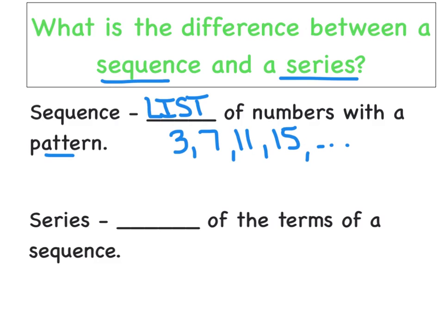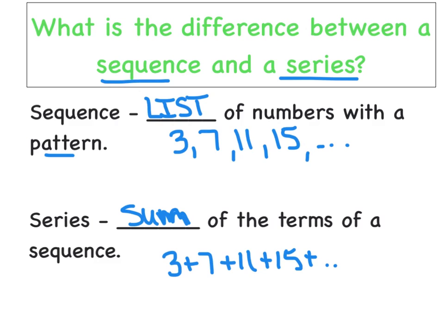Now, a series is a sum of the terms within a sequence. So basically now it's 3 plus 7 plus 11 plus 15 plus etc. And this year all of our series are going to be finite. In other words, they'll actually finish with a number. And then when we get to Calc 2, they'll start to be infinite series, and we'll take them all the way to infinity and go from there.